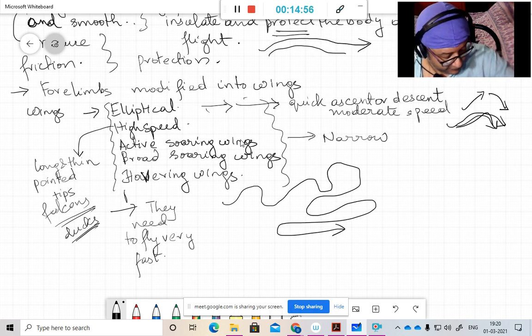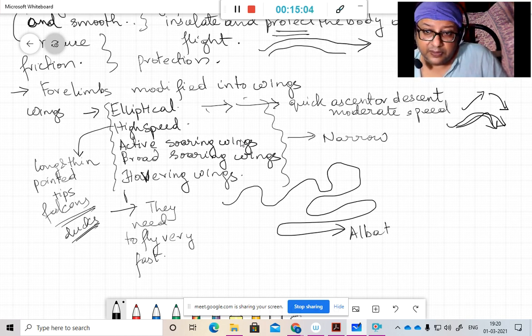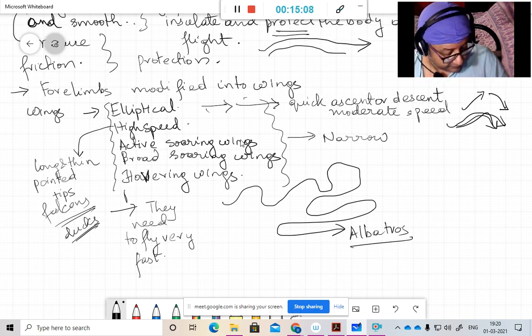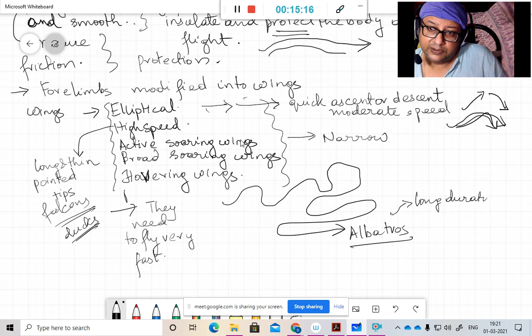Example, you know, albatross. They fly for long durations. Glide.